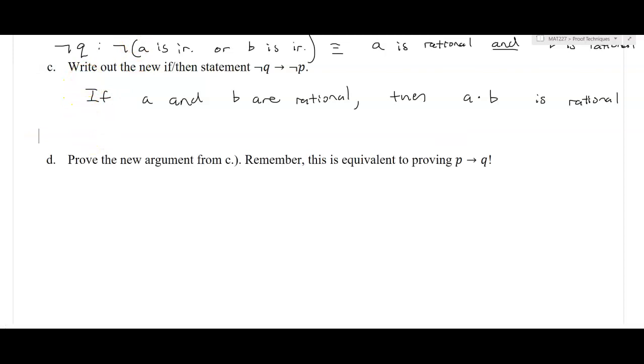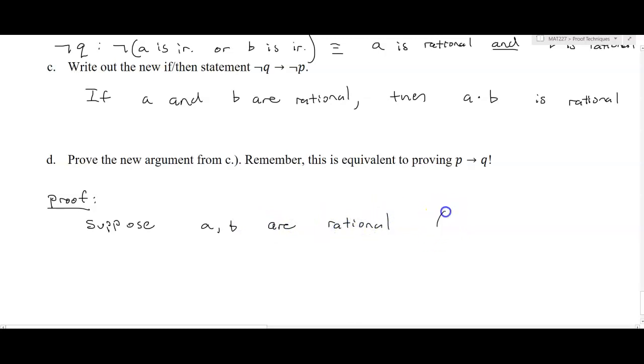All right, so here we go. So the first thing we do to prove a statement is we start off with the condition or the premise, and so we are going to suppose the premise is true. So suppose A and B are rational.